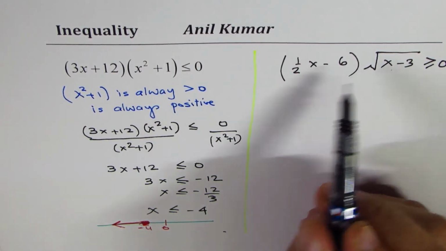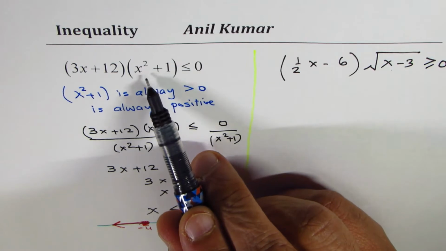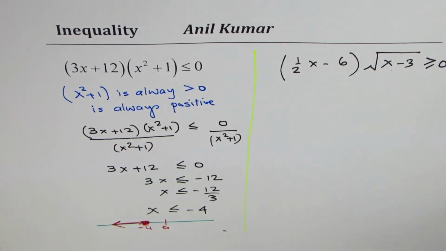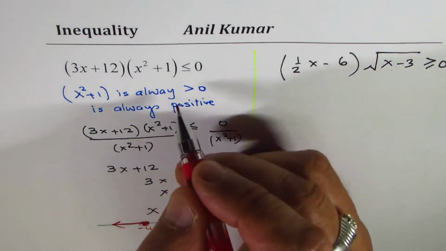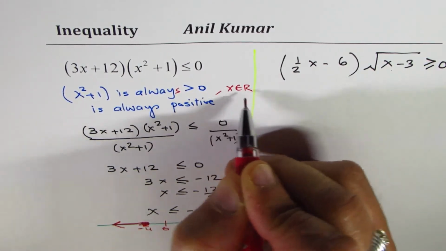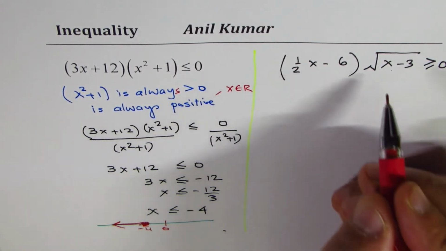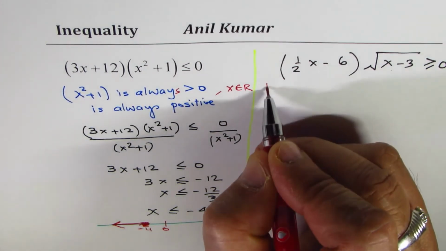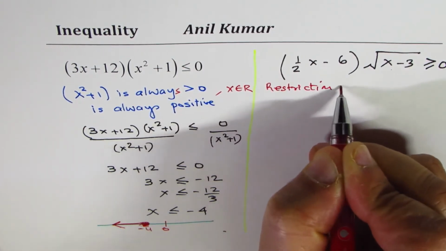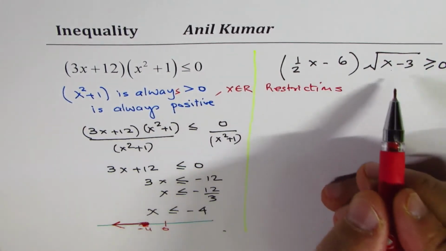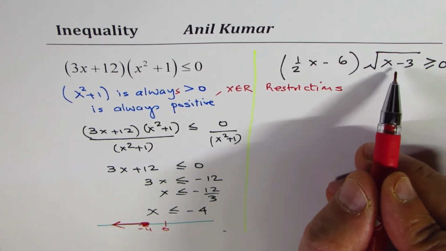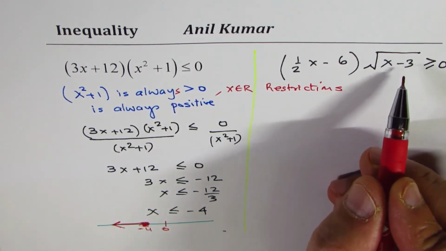Now the difference between these two will be that here, the domain is all real numbers, right? So two things very important: x belongs to all real numbers, correct? In this particular case, we have a restriction. Do you see that? The restriction is that the square root cannot be negative. x - 3 cannot be negative.